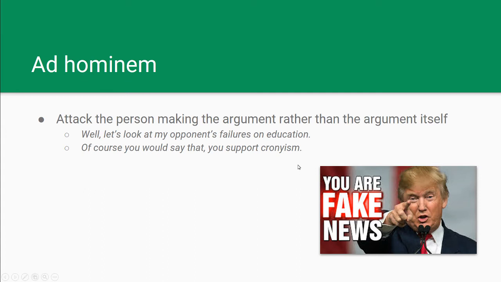Let's look at ad hominem. Instead of refuting an argument with an ad hominem attack, the person attacks the other person making the argument rather than the argument itself. And you can see that I have a perfect example of this with President Trump saying, "You are fake news," right? That's a form of an ad hominem. Here are a couple of other examples.